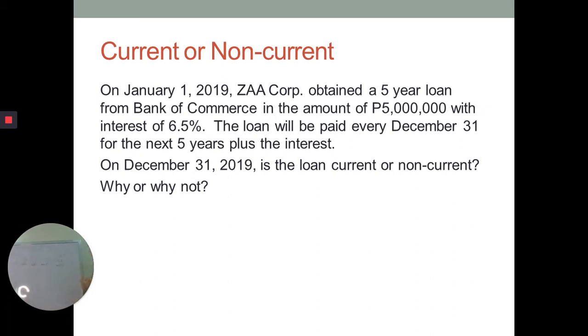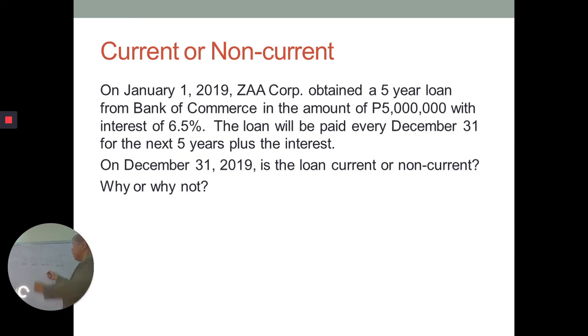Now you have seen this illustration earlier. So the question is, as of December 31, 2019, is the loan current or non-current? So the answer there is that the loan is a mixture of current and non-current liabilities. Why is that? Remember what I mentioned earlier, that all obligations that will be paid within 12 months from balance sheet date are considered current liabilities. So if you're going to prepare the financial statements as of December 31, 2019, how much will be current and how much will be non-current?